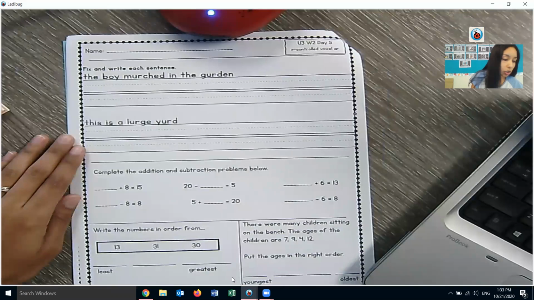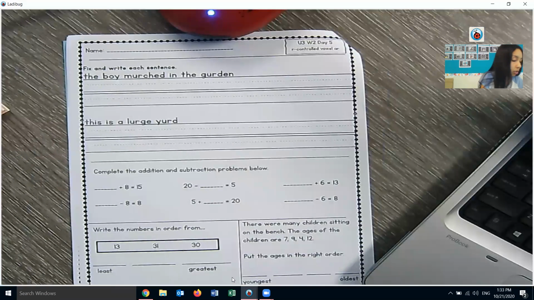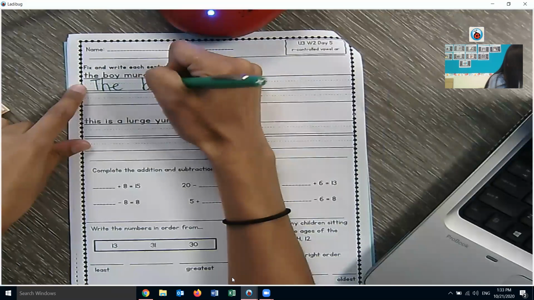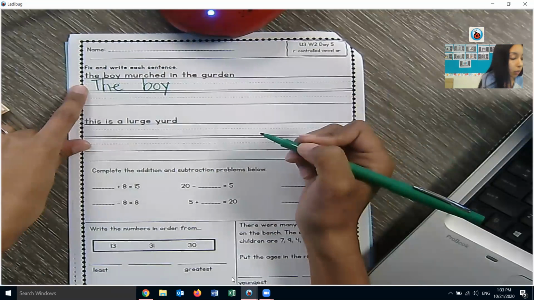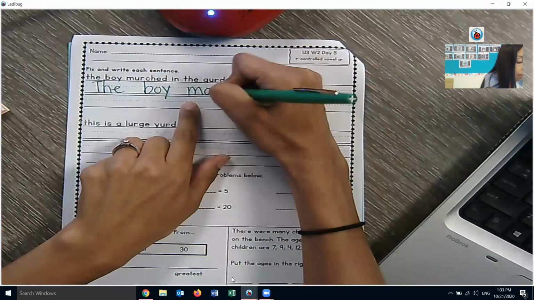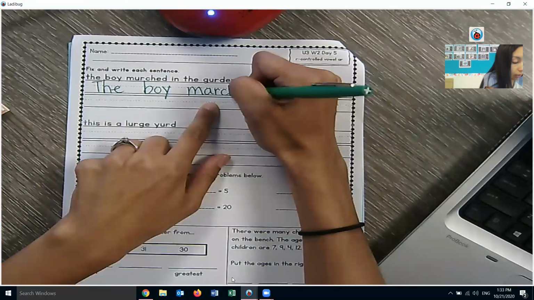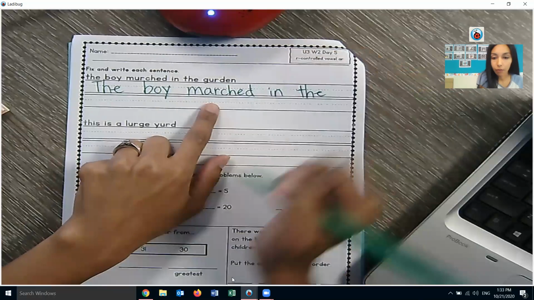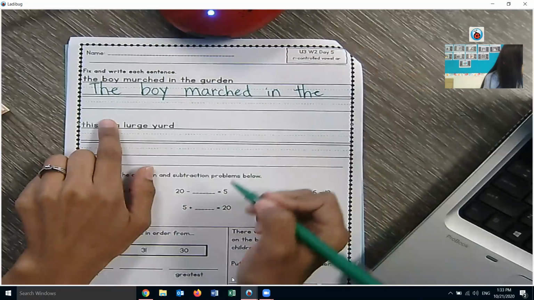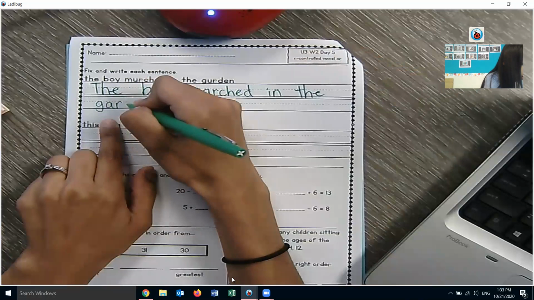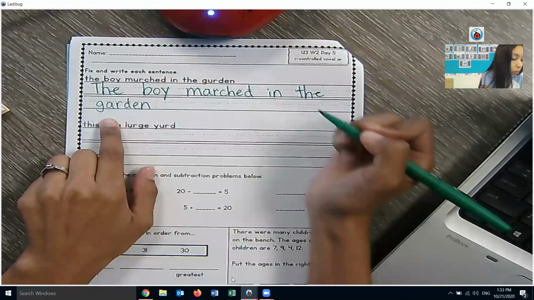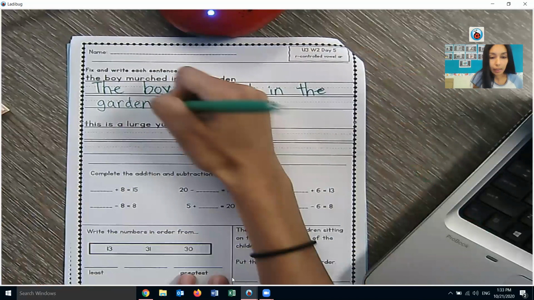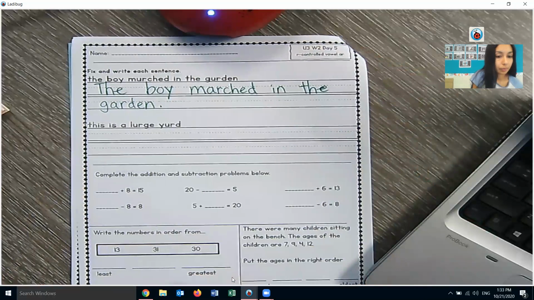The boy marched in the garden. So we're going to start off with capital T. Marched is one of our spelling words, so we want an a instead of a u. Marched in the, and then the same for garden, we want an a there. Garden instead of a u. Oops, sorry, that's an e. And we want to add a period at the end, punctuation.